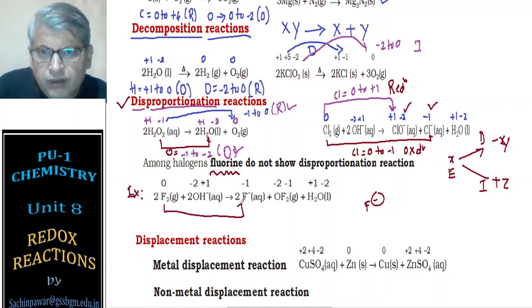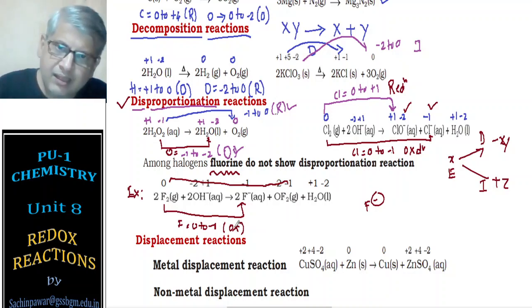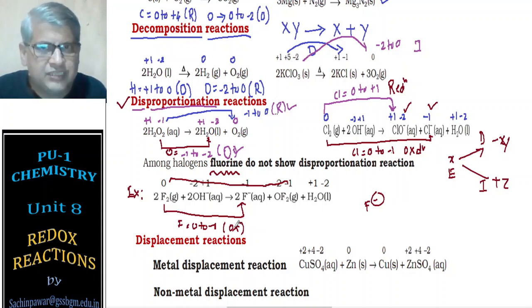Fluorine is changing from 0 to -1. Again, it is a decrease in oxidation number, which means it is reduction. Again, if you just check, the fluorine is changing from 0 to -1 state. 0 to -1 state means again it is reduction. So it is not a redox reaction.